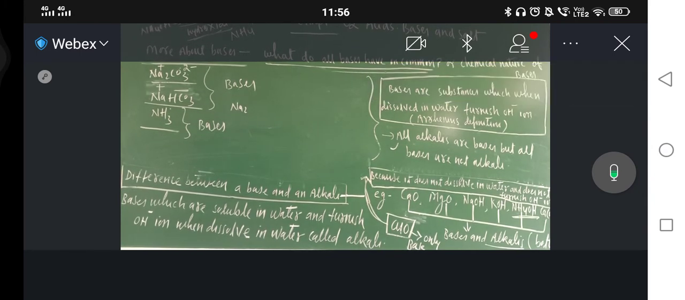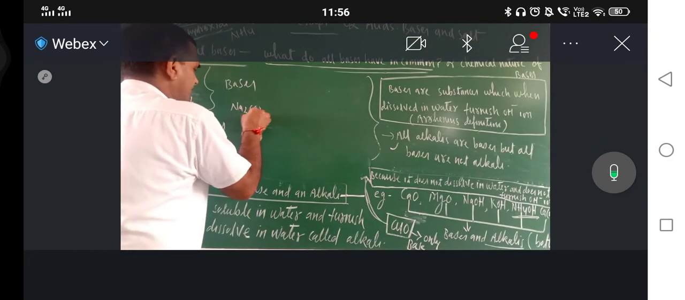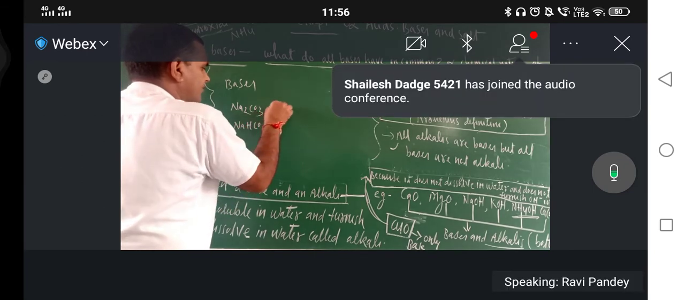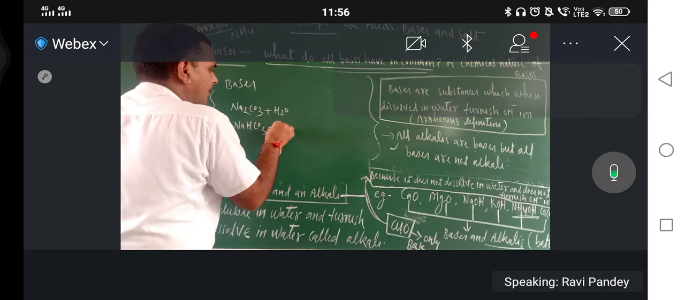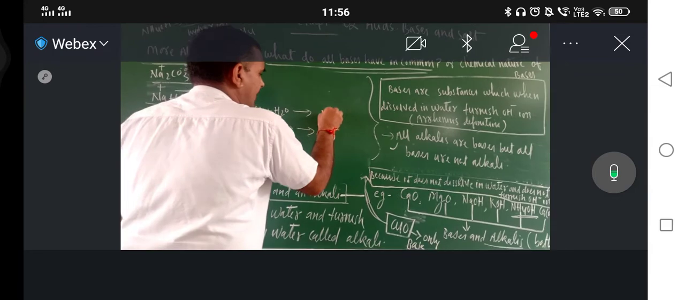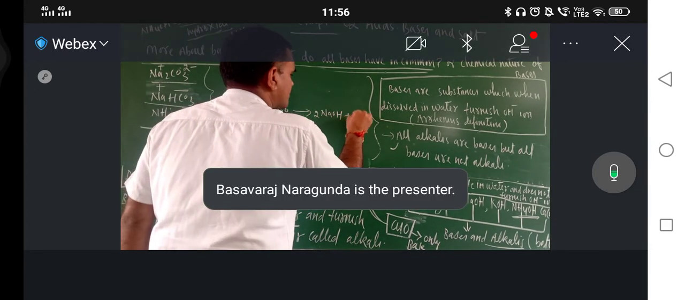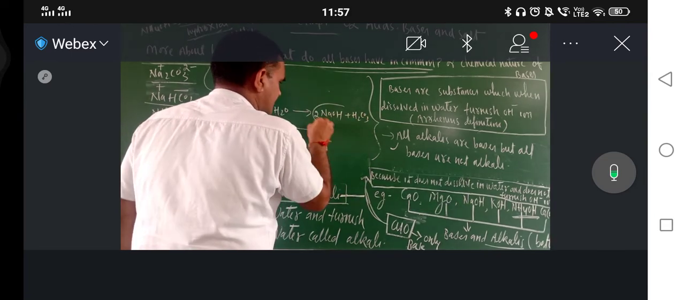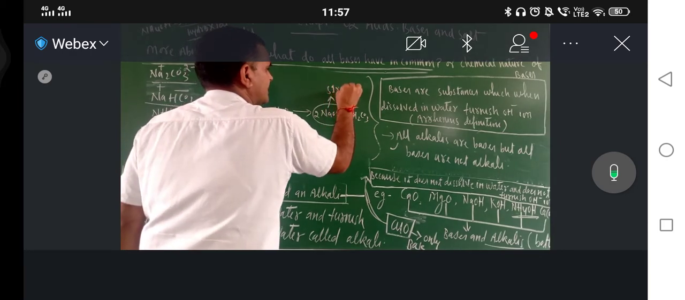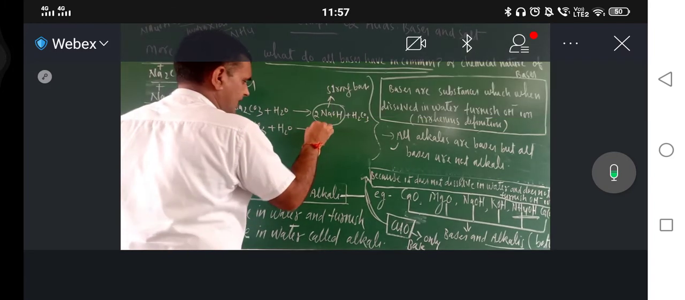Similarly, when Na2CO3 and NaHCO3 react with water, they form a compound which has hydroxide ion. Yes, it will form NaOH and H2CO3. Okay, so just see, this is a base, a strong base.